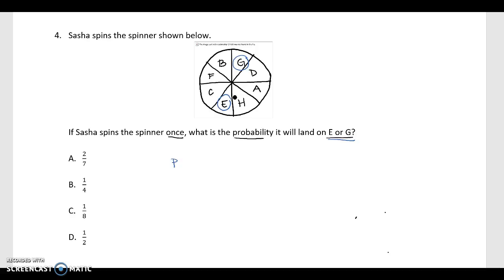So the probability of E or G, there's 2 letters that we circled, out of how many sections? 1, 2, 3, 4, 5, 6, 7, 8. 8. And since it's once, we know this is a simple event, so all we have to do is find the probability and simplify. So divide by 2, divide by 2. It's 1 over 4. So our answer is B. That one was easy peasy.